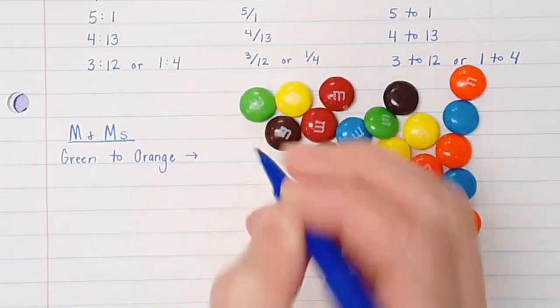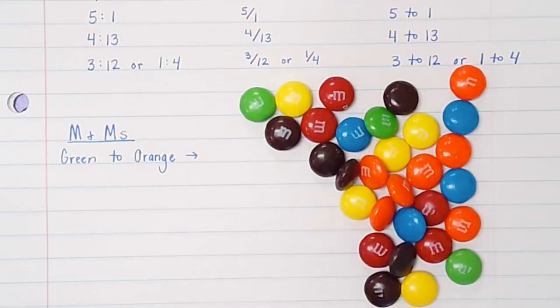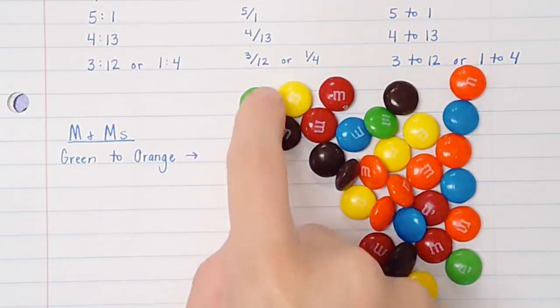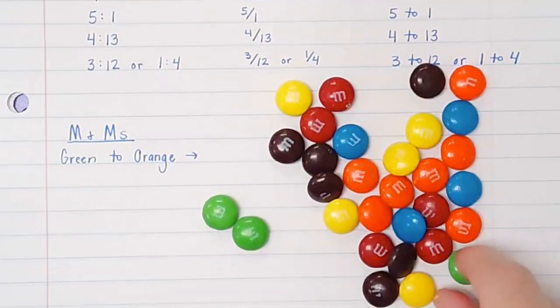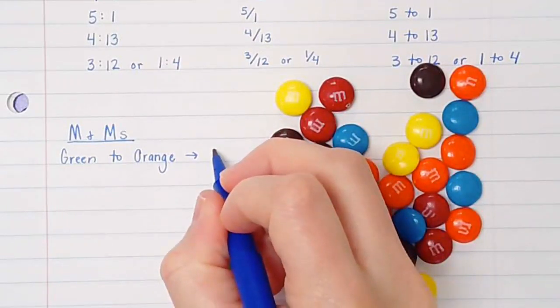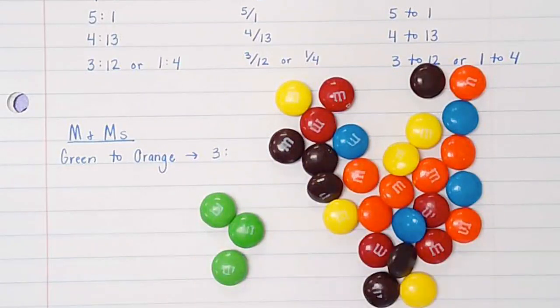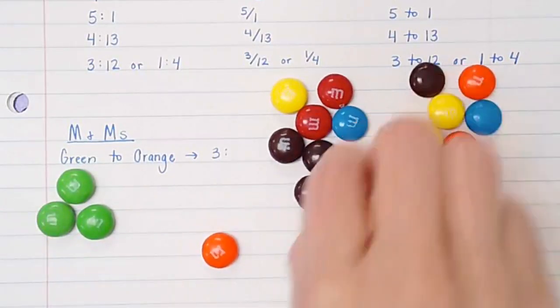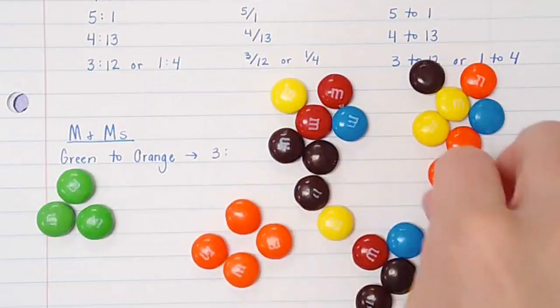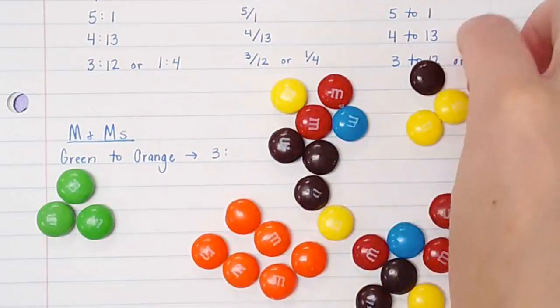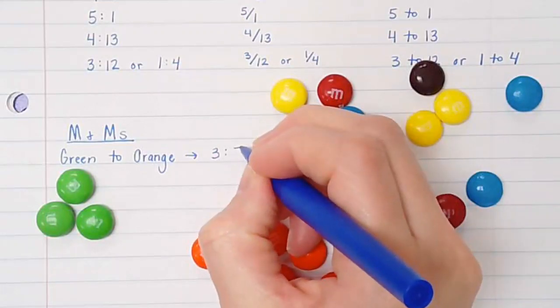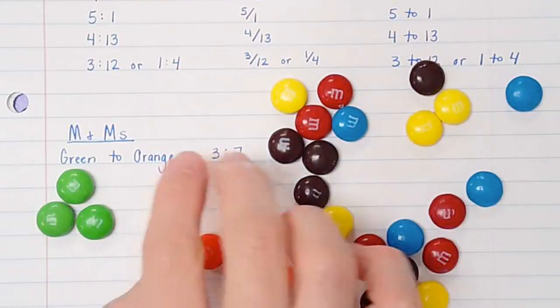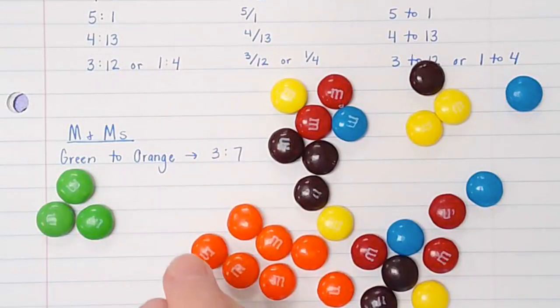Like I told you, it's super important that you pay attention to which one they ask for first. They ask for green first, so green has to come first. I've got 1, 2, 3, so 3 greens. I'm just going to write it using the colon. Now I'm going to do my oranges: 1, 2, 3, 4, 5, 6, 7. So 3 to 7. This is considered part to part because orange and green are both parts of our entire bag of M&Ms.